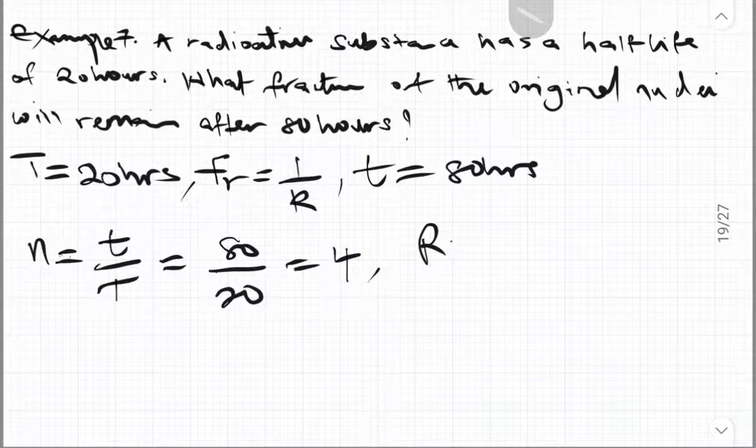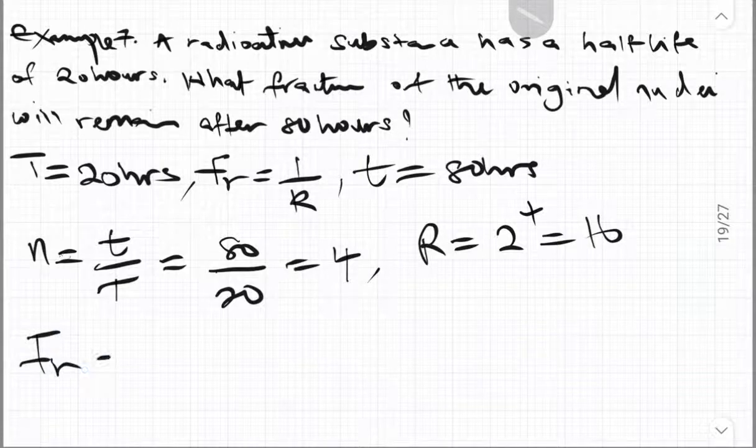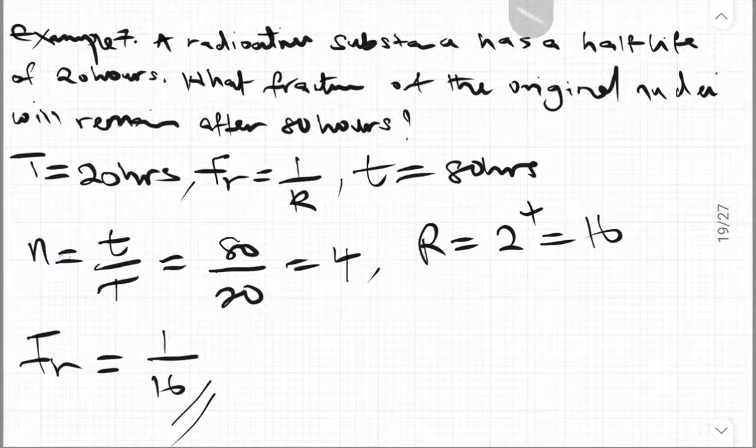So what is R? R is actually 2 to the nth power, and what is n in this case? 4, right? So we have 16. In this case, FR, which is the fraction that will remain after 80 hours, will be 1 over R. What is R? 16.